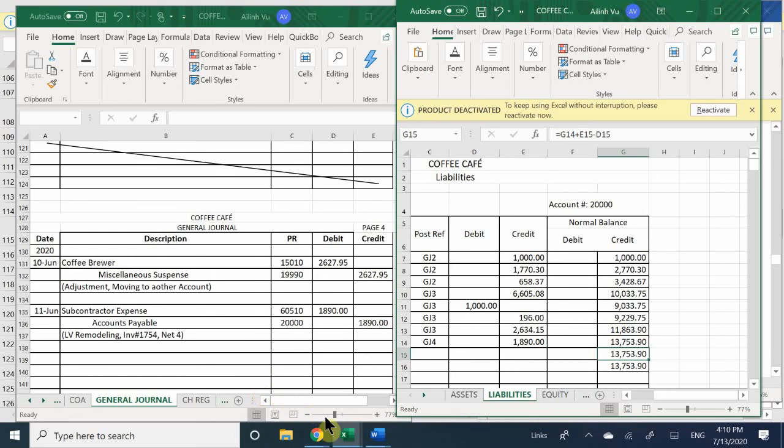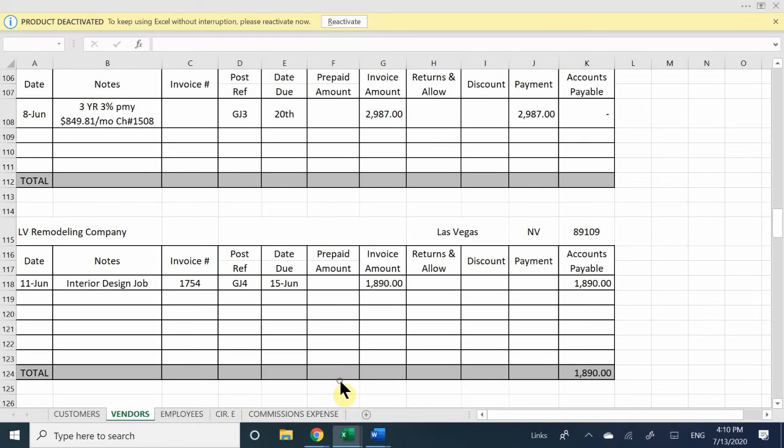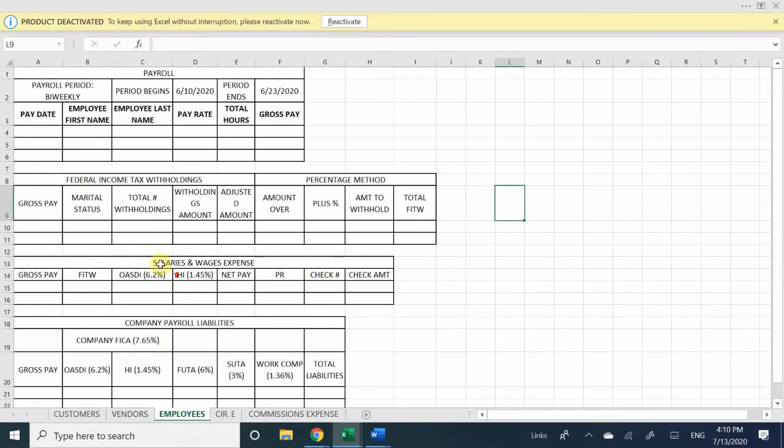In my subsidiary ledger, I have customers, vendors, and employees. For you guys, it's going to be payroll. For the Word document, it should be just payroll, and you're going to get your employee information here. You're going to have employees, and you're going to have your commissions expense. I want you to go to employees and fill out the information.